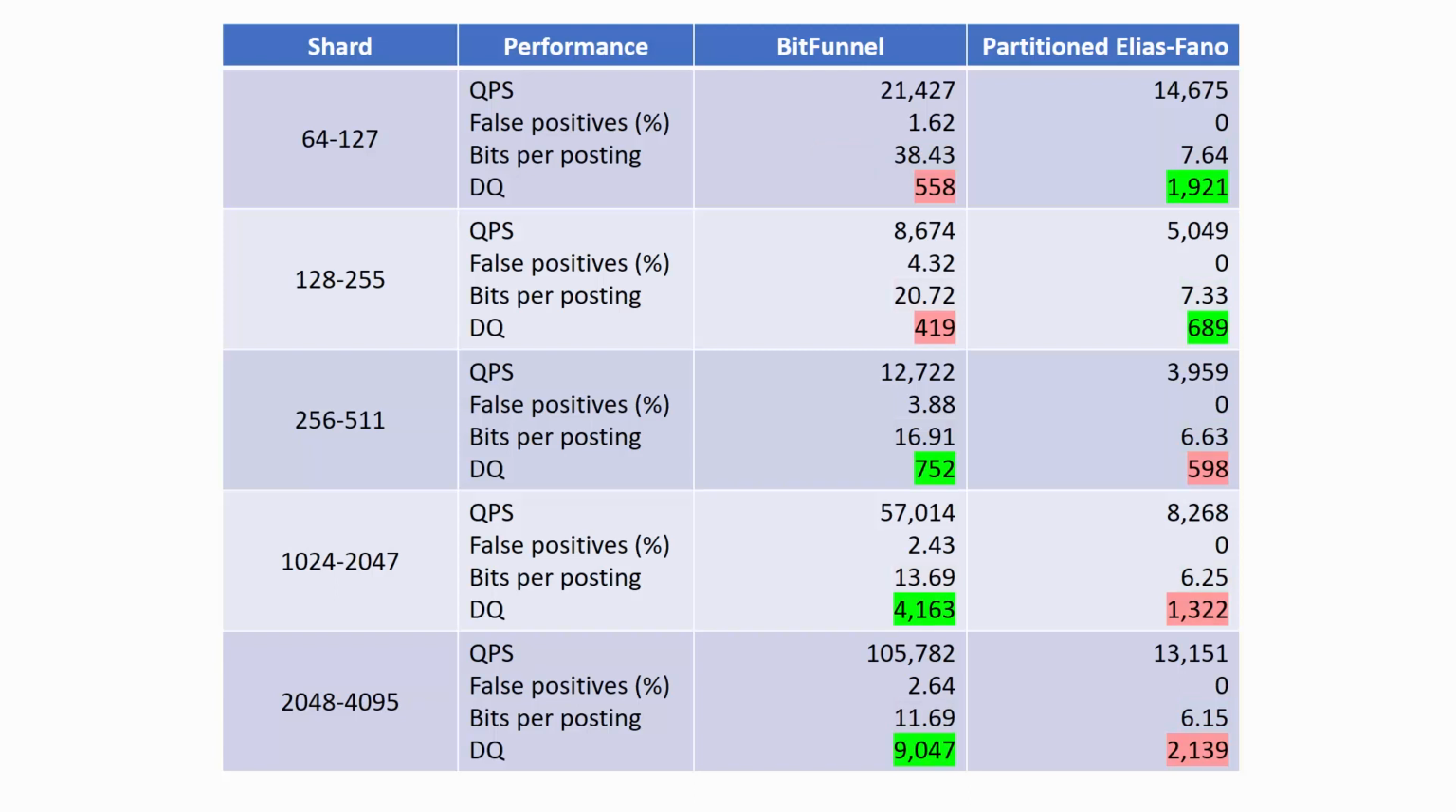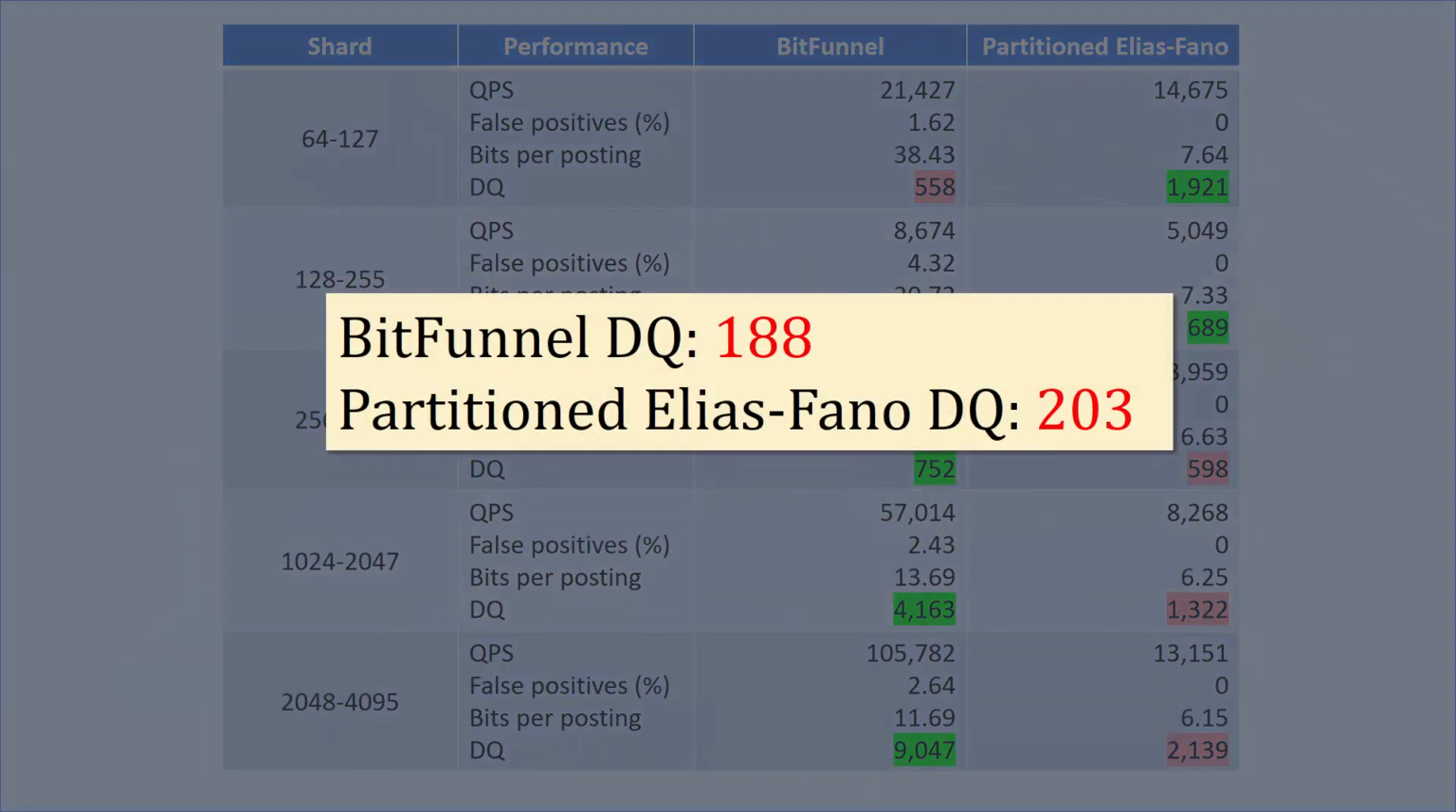When we look at the cost of serving, which accounts for the trade-off between speed and space, we see that BitFunnel outperformed PEF on shards with longer documents, while PEF won on shards with shorter documents. Our experiment looked at individual shards, but if we combine the results mathematically, we see that BitFunnel is competitive with PEF.